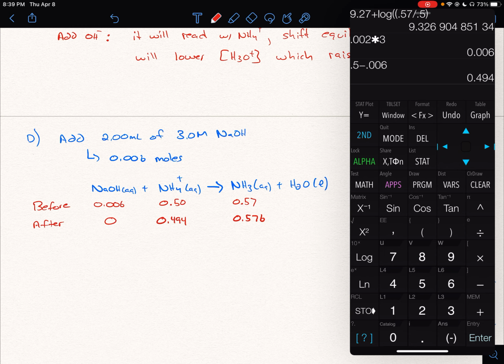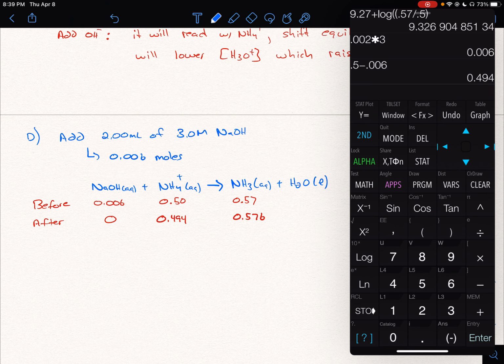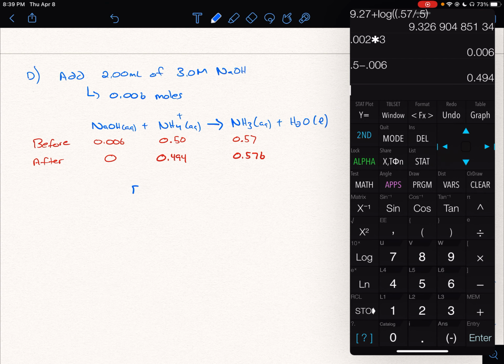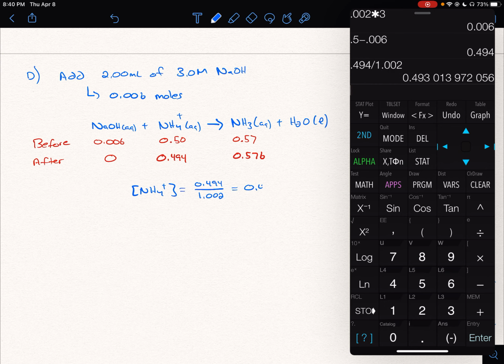Now that we know the number of moles, we can come back to our Henderson-Hasselbalch equation. We might want to calculate concentrations first if it's easier. So the concentration of NH4 plus is going to be our moles, 0.494, divided by now our total volume. We are in a 1 liter solution. We added 2 milliliters, so we have 1.002. So 0.494 divided by 1.002, and we get 0.493 molar.